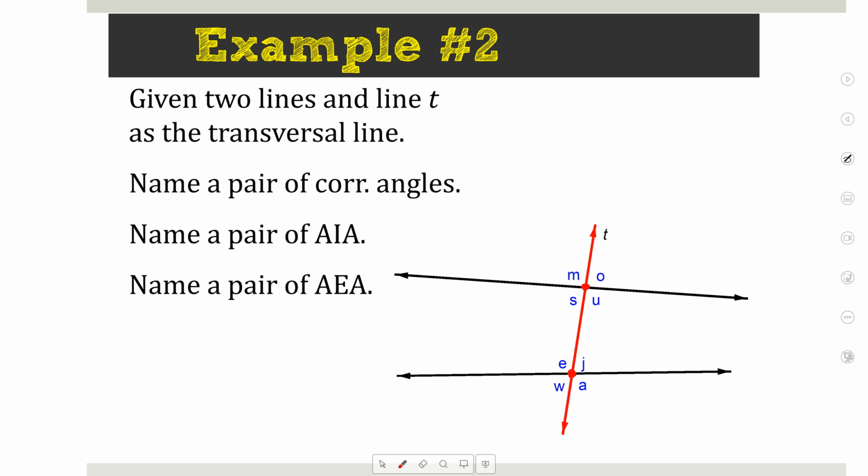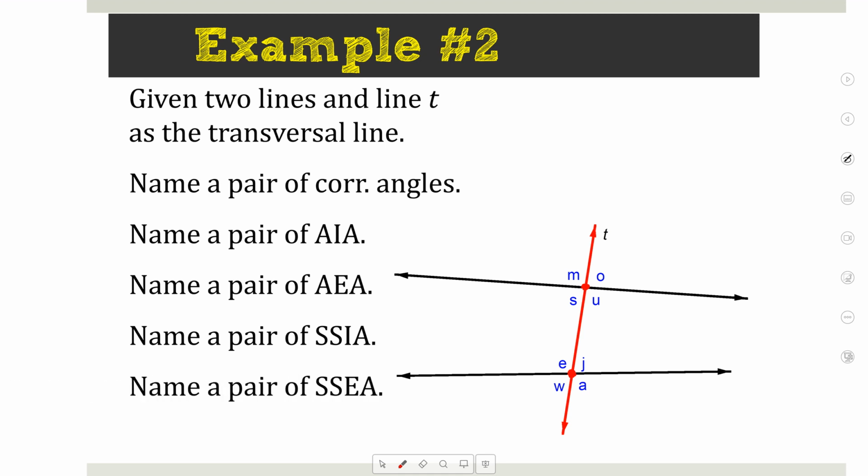M and A, good. And? O and W. Good. Same side interior angles. Amelia. U and J and S and E. Well done. And last but not least, same side exterior angles, Brody.